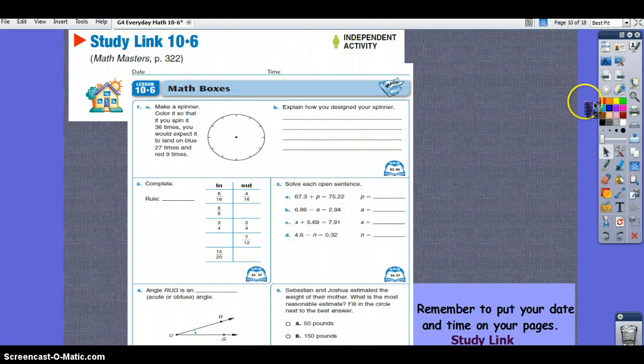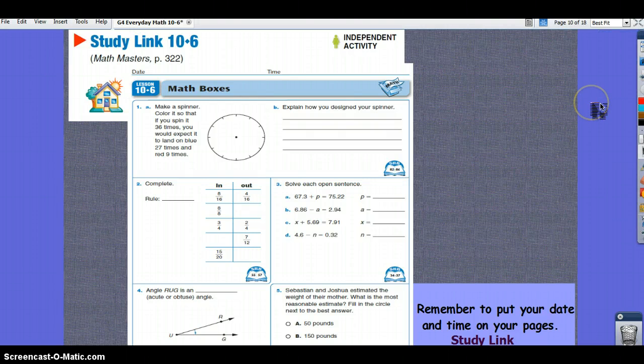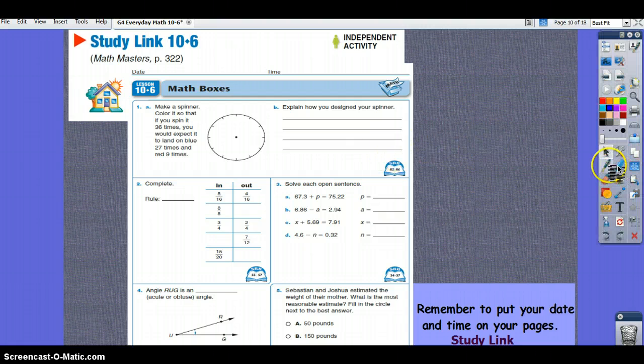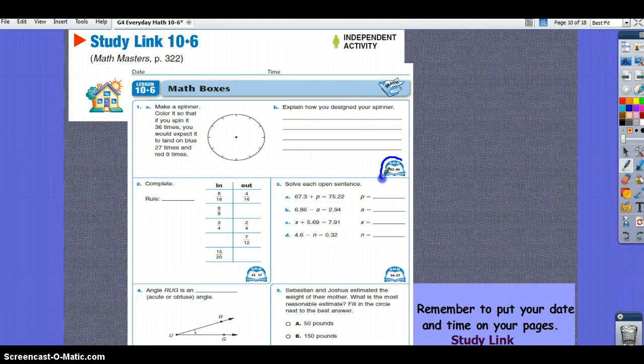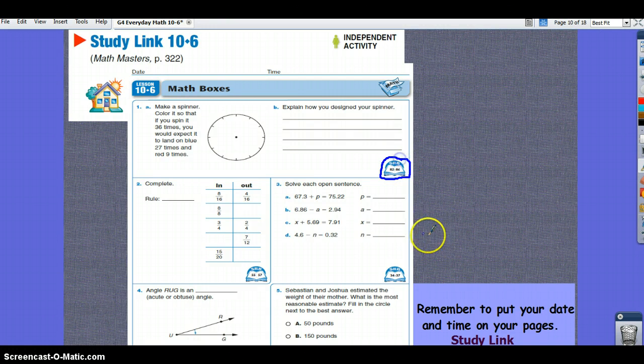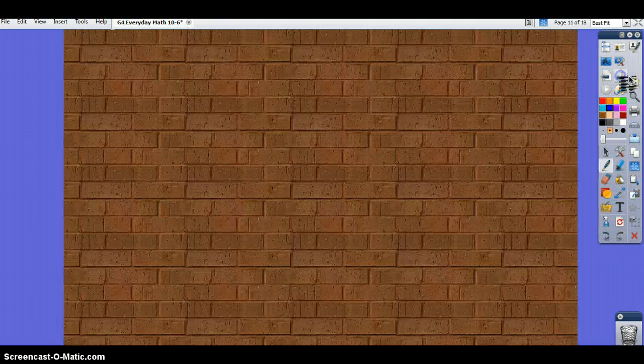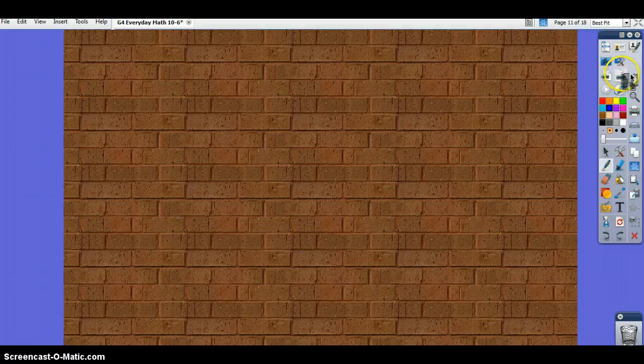And the final thing you're going to do for 10-6, and I'm sorry for saying final thing in your math journal, is to do math boxes on page 322. Remember to use your SRB and go back to the pages they suggest first up in the lower right hand corner. And now that's the end of 10-6.